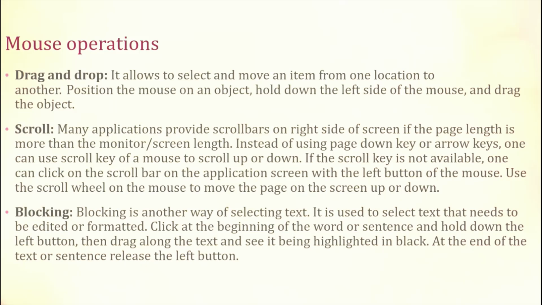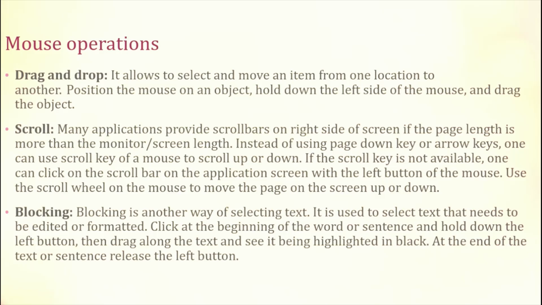Scroll. Many applications provide scroll bars on the right side of the screen if the page length is more than the screen length. Instead of using the page down key or arrow keys, one can use the scroll key of the mouse to scroll up and down. The wheel which is present between the two keys, left and right keys, is the scroll key. If the scroll key is not available, one can click on the scroll bar on the application screen with the left button of the mouse. Use the scroll wheel of the mouse to move the page on the screen up and down.